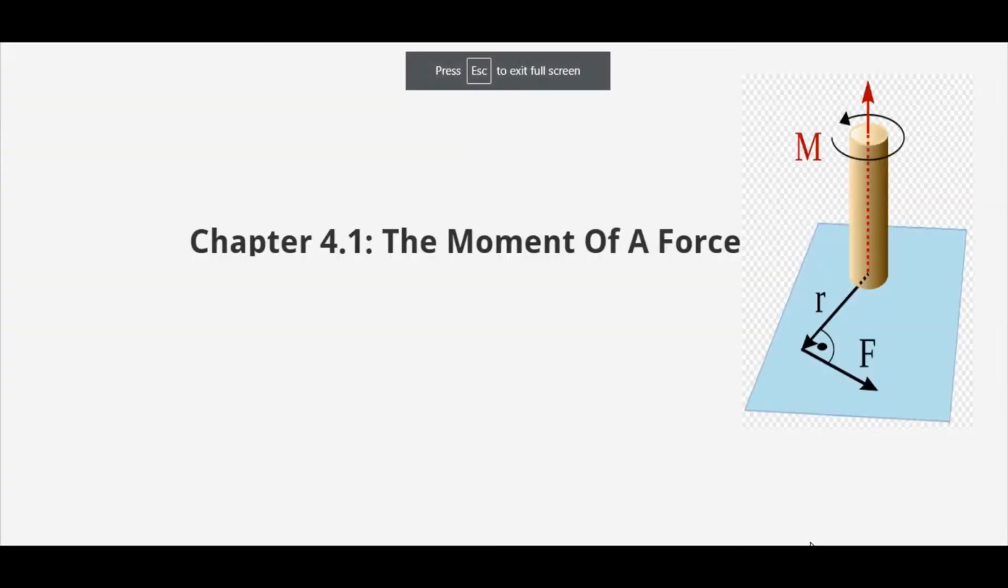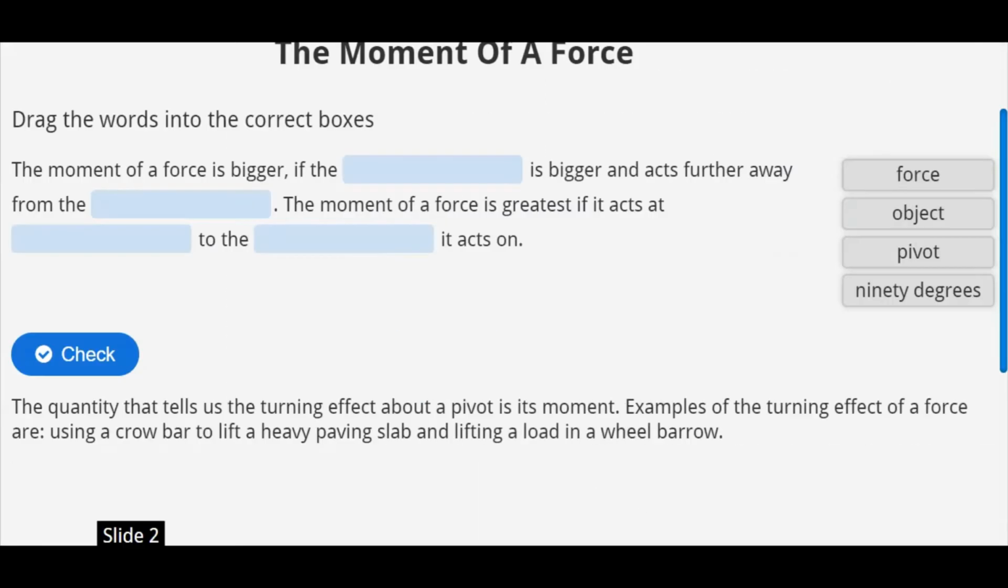Good day, students. Today we'll be starting with the topic, the moment of a force. Let's get started. The moment of a force.